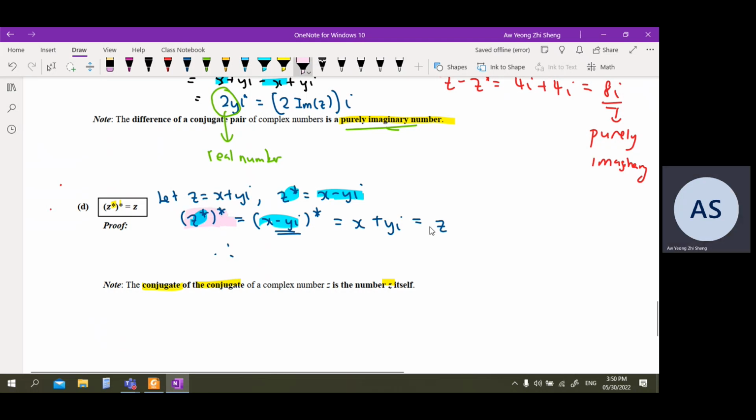So the overall effect is z star with a star just gives me a z. A double star means they cancel each other. The two stars will cancel.